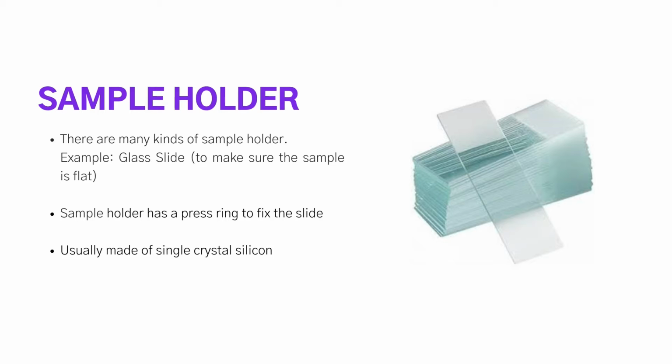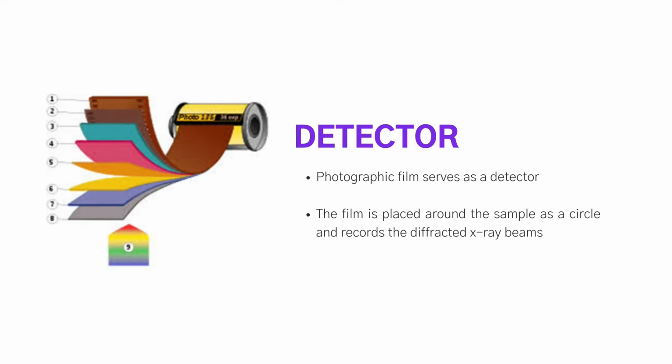There are many sample holder options to hold all kinds of sample and meet people's requirement. One example is glass slide. Glass slide is used to ensure that the sample is flat and easy to be examined. Sample holder has a press ring to fix the slide. This is to ensure that the glass slide will not move too much while the polymer sample is being analyzed. It is usually made up of single crystal silicon.